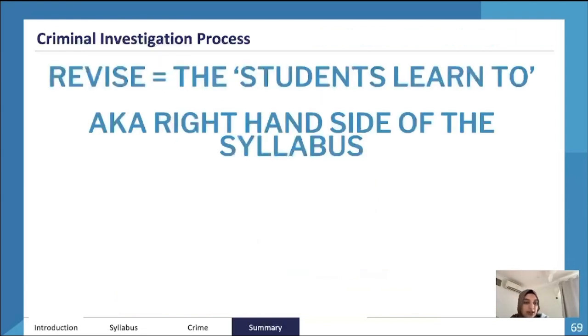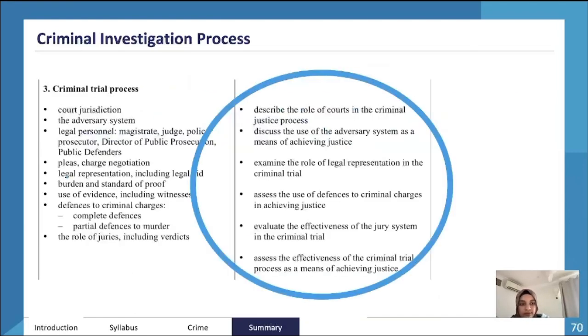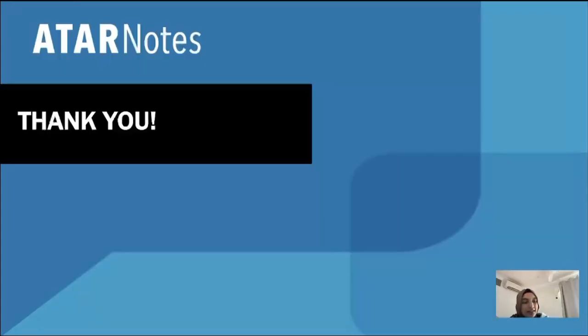Another quick tip is to make sure that you're always revising the students learn to, which is also the right hand side of the syllabus. So please make sure that you know those. That is what I'm talking about there. So making sure that you're able to answer those questions when you're going through your revision notes, as I was mentioning earlier. Okay, and that sort of concludes today's lecture.